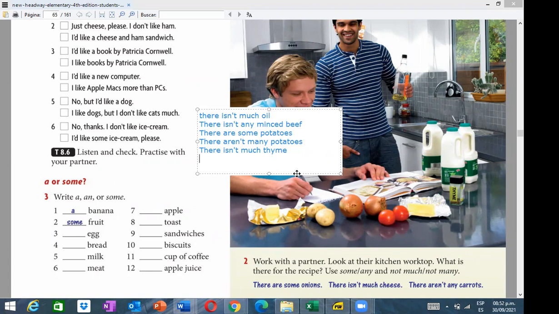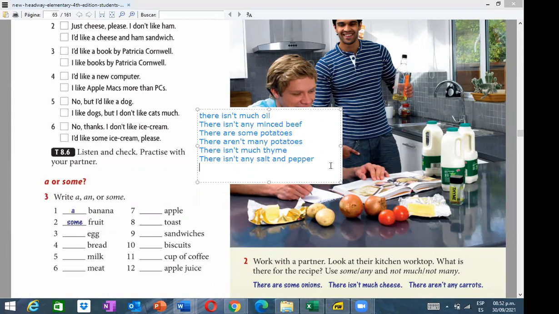Talking about salt, for example. There isn't much salt and black pepper. Yeah, very good. There isn't any. Any, sorry. Any salt and pepper. Right? No hay nada, no se puede ver, ¿cierto? And here we have only this one, but a little bit. That's why there isn't much time here. Continue, please.